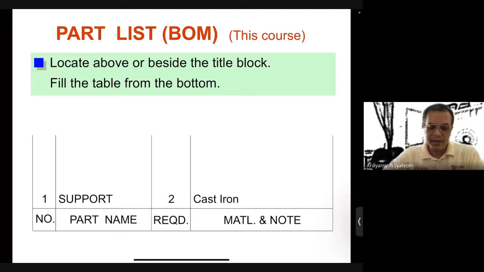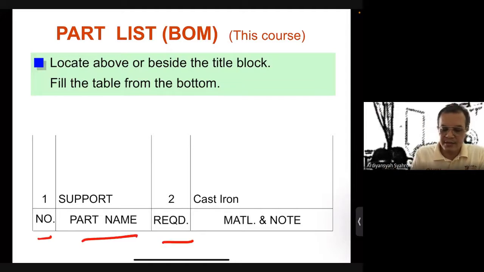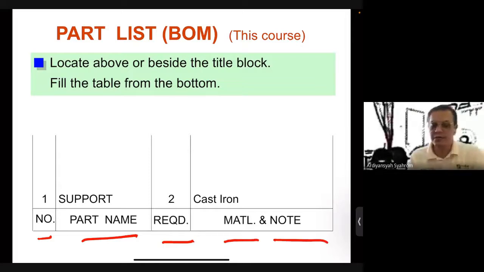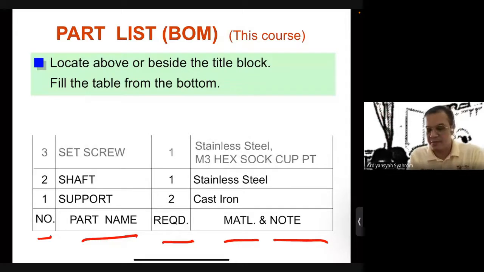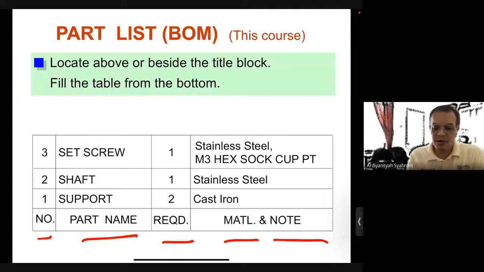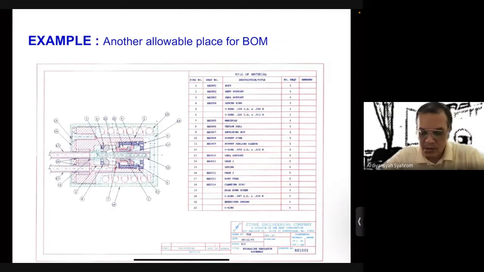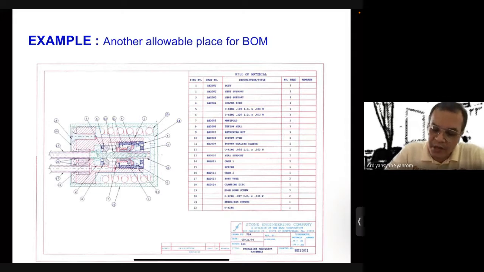There is numbers, there is part name, requirement, material, or any notes. I hope this information you have. There is sub, tensil, you need two support, you need set screw one, stainless steel, M3, hex, socket, cup, PT. That is all the information. Something like this. This one from the top.